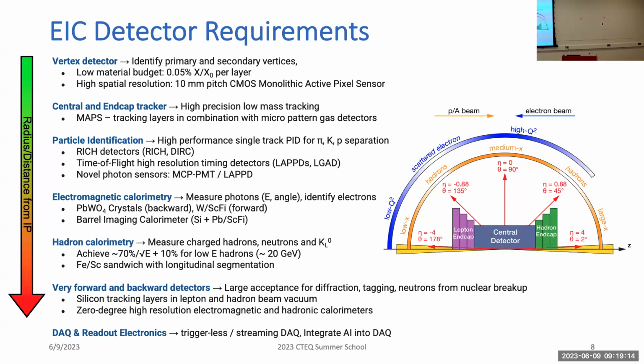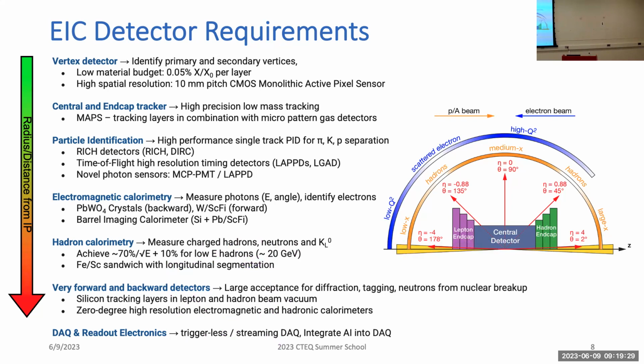I need to go closer than 2 degrees to the beam line, right? To detect, for example, the scattered protons in that exclusive process. Finally, I need a data acquisition and readout electronic system that is triggerless. And I'll say a little bit about that in a bit.